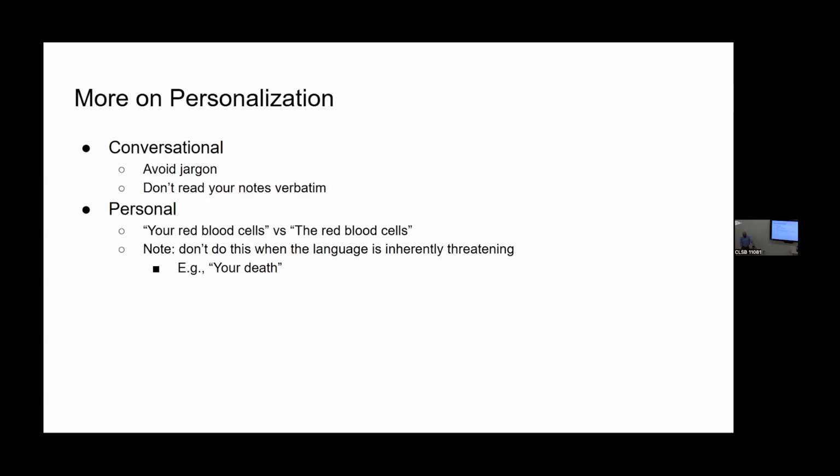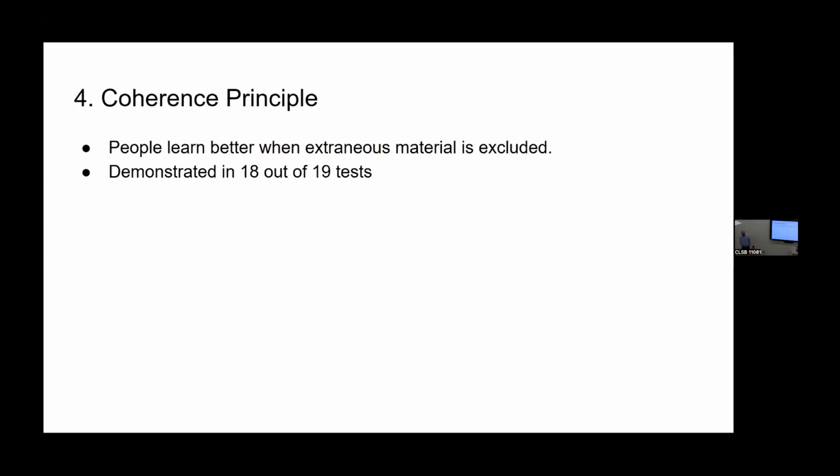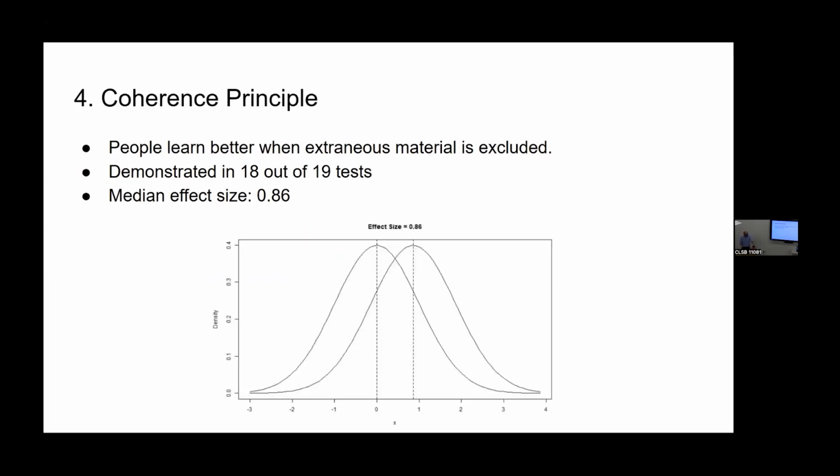All right. I think this is going to be easier to apply if you're a physician or a biologist. When I was thinking about how to apply this to statistics, which is my discipline, it does become a little bit harder. All right, coherence principle. People learn better when extraneous material is excluded. This has been demonstrated in 18 out of 19 tests with a median effect size of 0.86. And here is what that looks like.